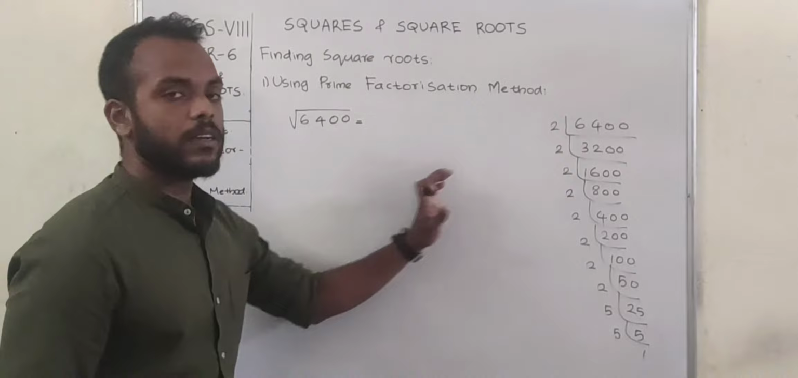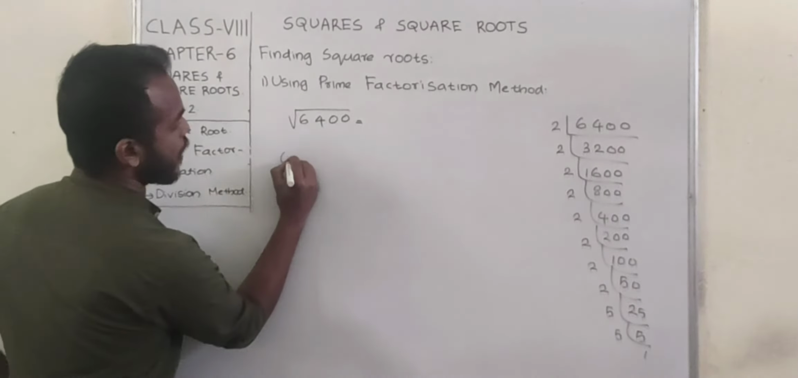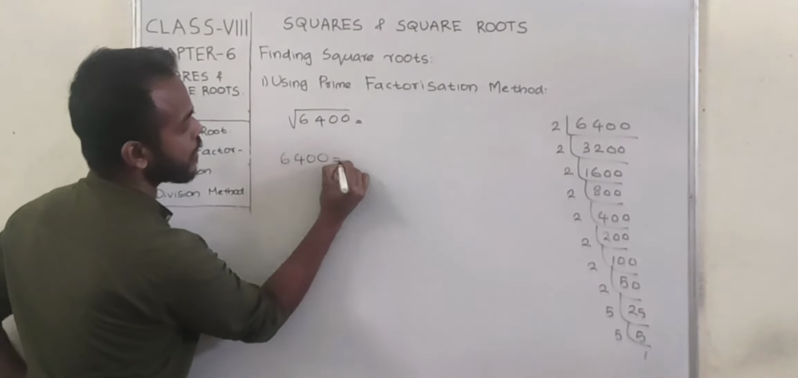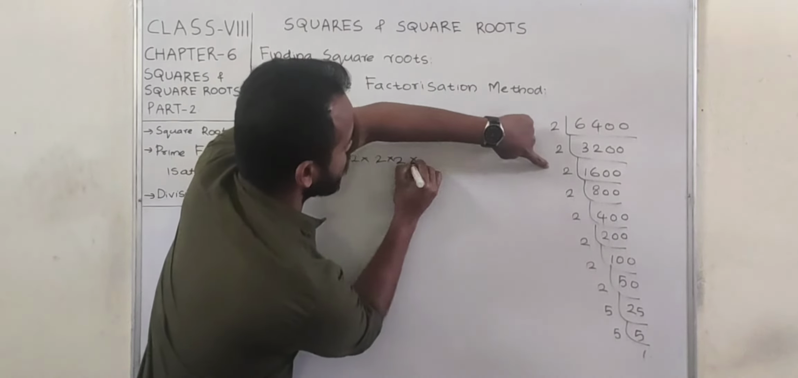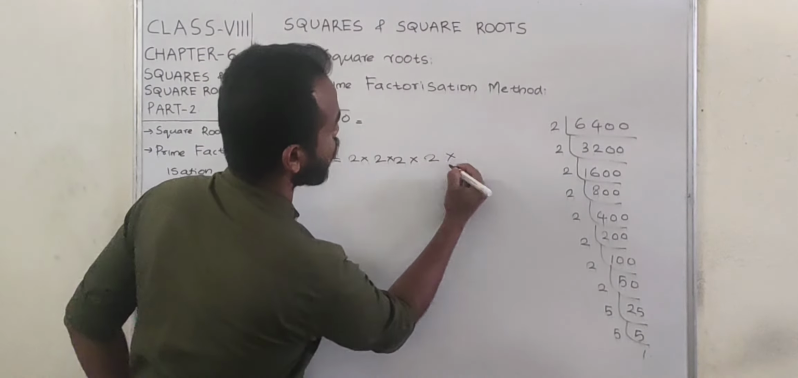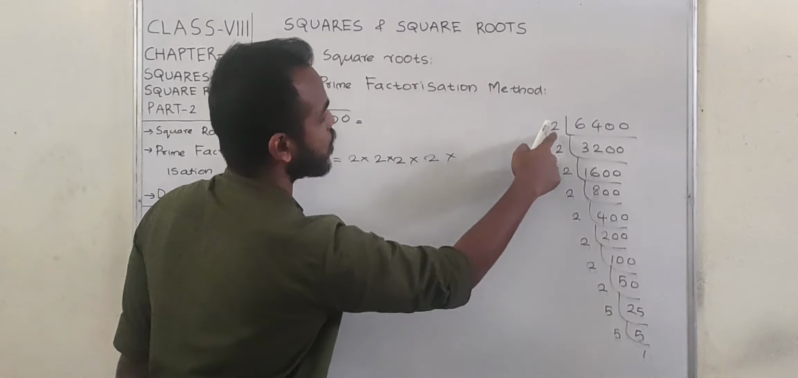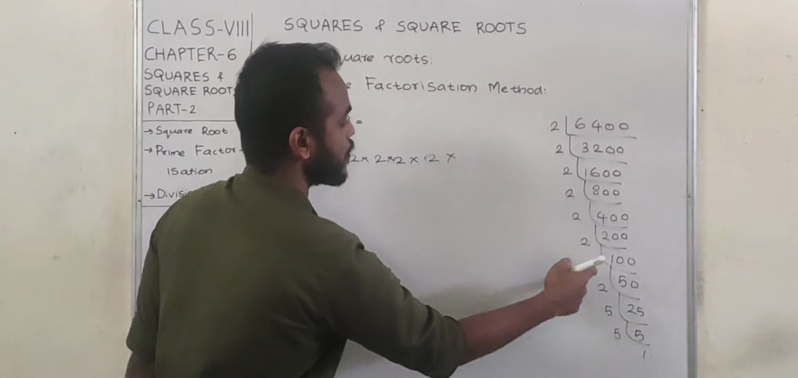Now write the number 6400 as pairs. 6400 can be written as 2, 2, 2, 2. So here is 4. Then how many 2's? Let's see how many 2's are there: 1, 2, 3, 4, 5, 6, 7, 8.